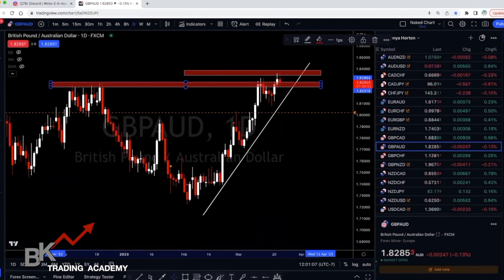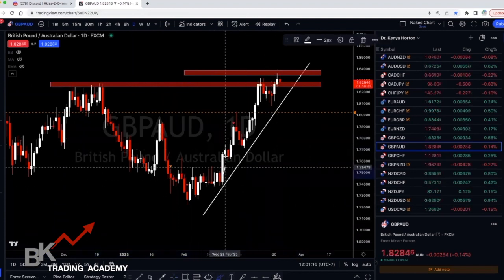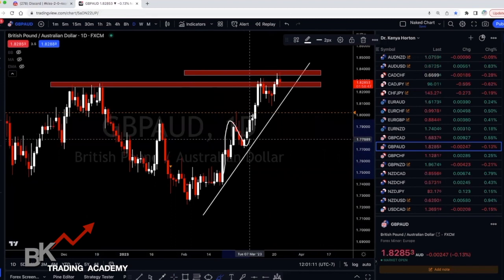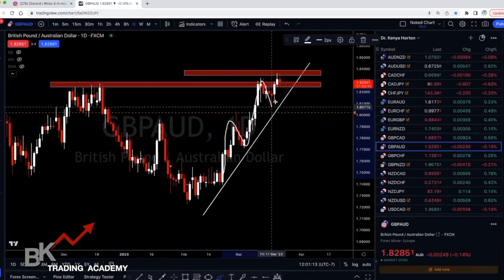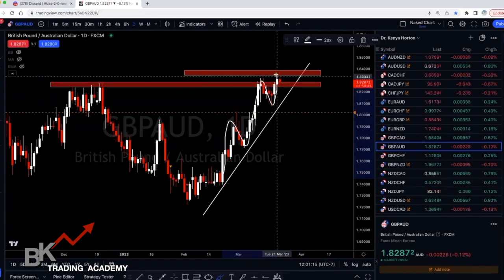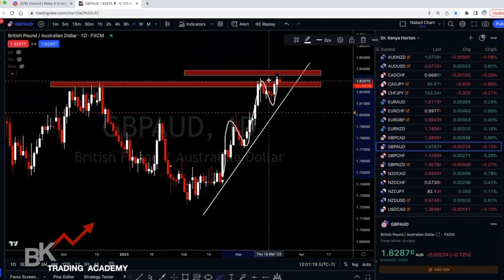So notice that we had an impulse move here. So we had an impulse, a correction, an impulse wave, a correction, and now we are starting that next impulse wave if we do continue to move higher. But notice how we broke above resistance at 83.12, and now we're coming back to retest it.